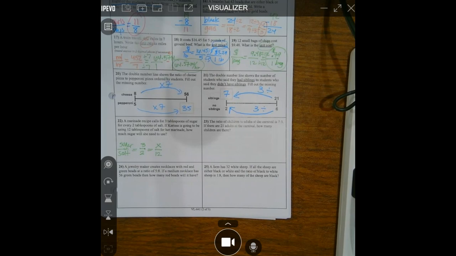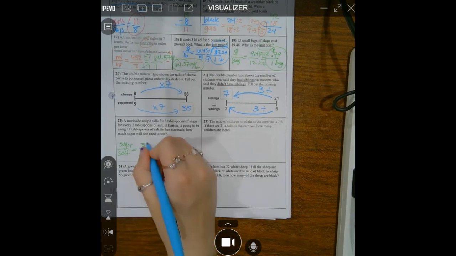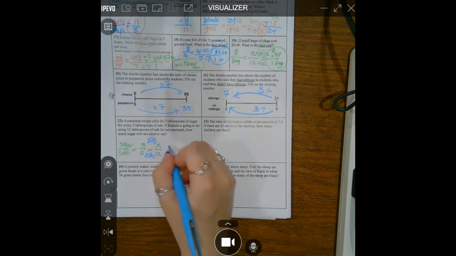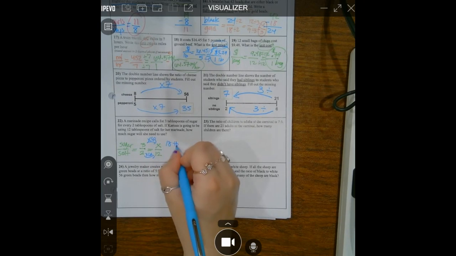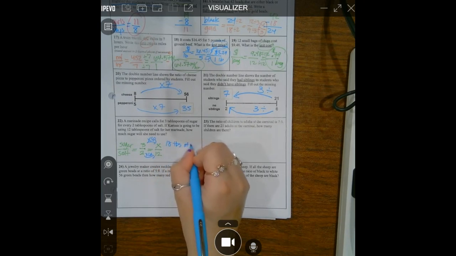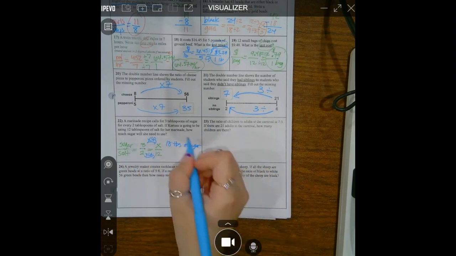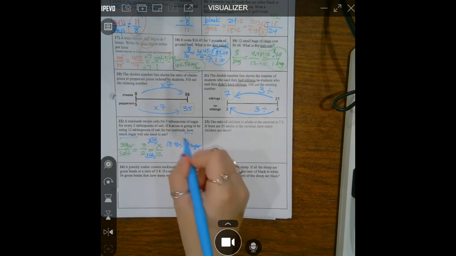Okay, if we could solve it the shortcut way, I say we do that. If not, we can do cross products. Can I do the shortcut? Yes, because 2 times what is 12? 6. So then 3 times 6 is 18. So it's 18 tablespoons of sugar. That's what I was solving for, right? It's in the sugar row, which makes sense because it says how much sugar will she use.